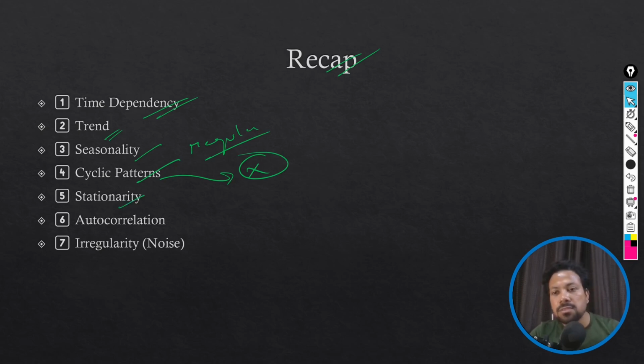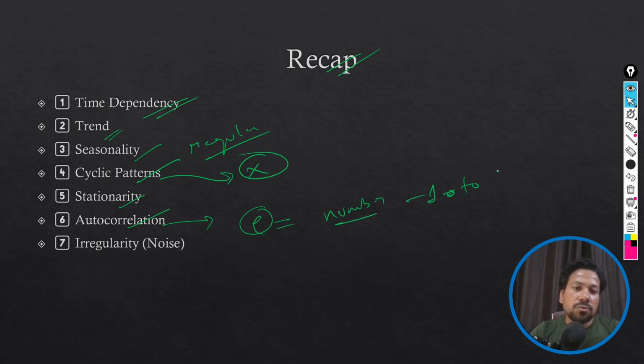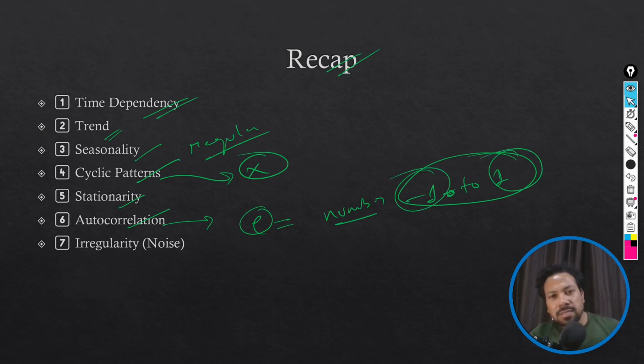Stationarity, I'm going to discuss it in the next video. Autocorrelation basically gives us a number between -1 and 1, which tells us how my present value is affected by my past values. The closer it is to 1, the more positively correlated; closer to -1, negatively correlated.